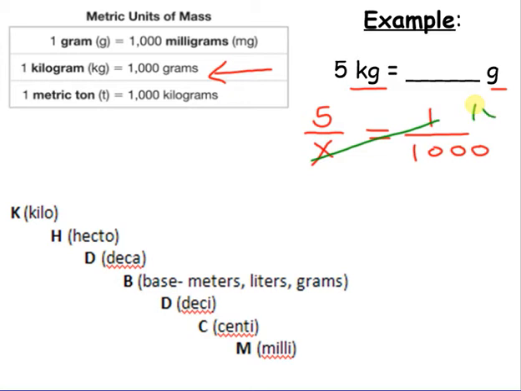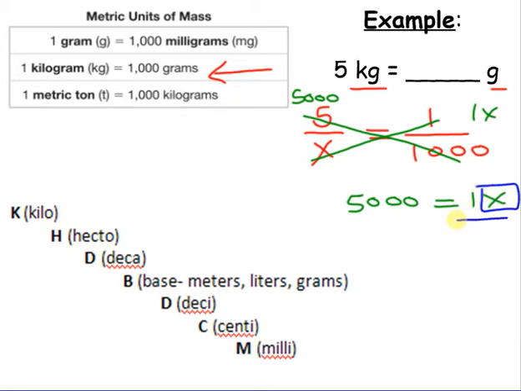X times 1 is 1x. 1,000 times 5 is going to be 5,000. Set them equal to each other. 5,000 equals 1x. We're going to go ahead, box the variable. Divide by the coefficient, which is 1. Divide by 1 on the other side. These guys cancel out. X equals 5,000 divided by 1 is simply 5,000. That means 5 kilograms equals 5,000 grams.